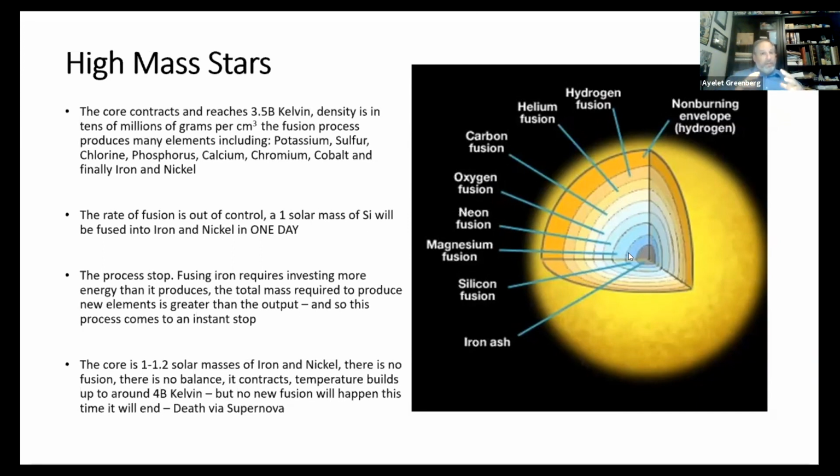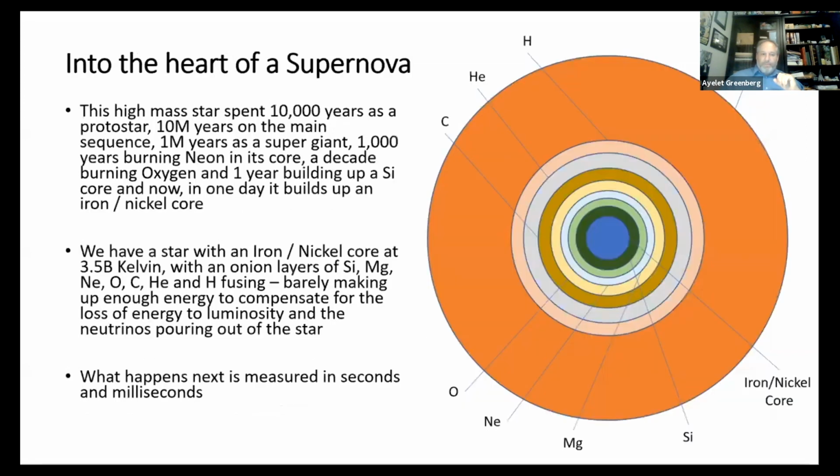It continues to contract in itself, even though it's not fusing. The temperatures reach around 4 billion degrees Kelvin. And there is no fusion that's going to ignite from this contraction process. There is nothing left to fight gravity. And there is only one way to continue from here, and that is going to be death via supernova. So follow me now into the heart of a supernova.